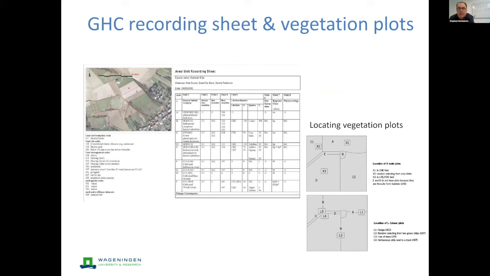And once you had this kind of maps, you could also use this kind of broad habitat maps for locating your vegetation plots, for example within the center of the mapping units or in the center of the linear features. And also, you would repeat those vegetation plots once in so many years for monitoring purposes.